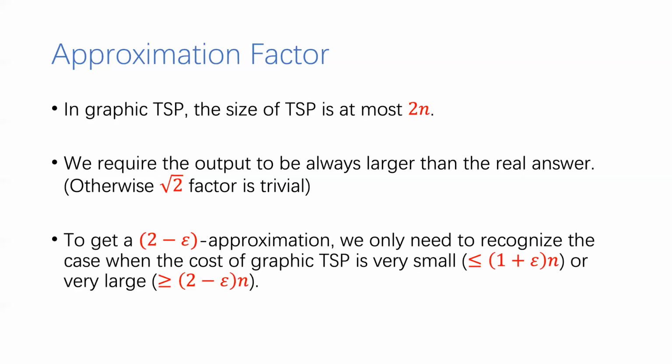Note that to get a 2 minus epsilon approximation, we only need to recognize the case when the Graphic TSP is either very small, which means it is smaller than 1 plus epsilon times n, or very large, in which case it is larger than 2 minus epsilon times n.